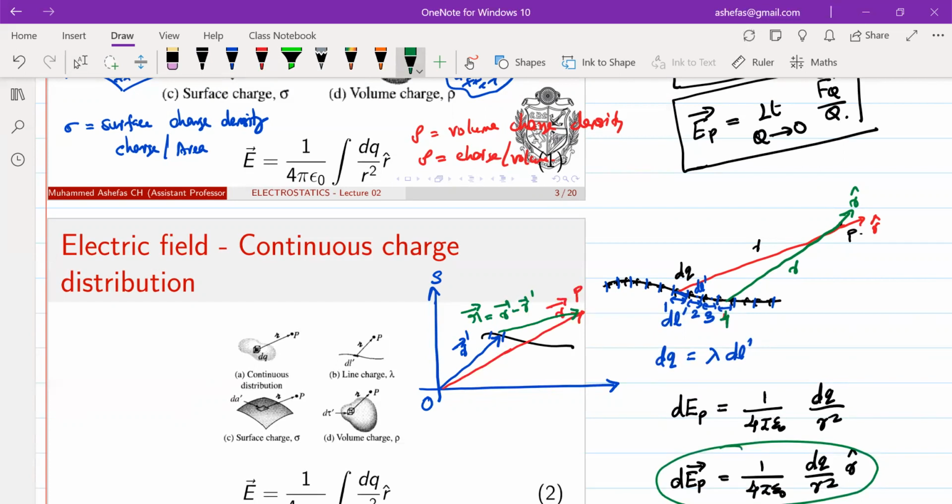For all the source regions, the position vector of the sources, whether it is a line charge, surface charge or volume charge, the position vector to the source point is represented by the symbol r prime, and the position vector to the field point is represented by the symbol r. Now in this integration, we have to sum over the different infinitesimal line charges.